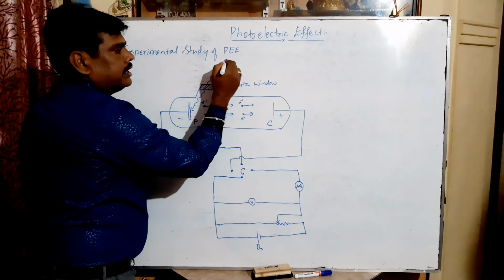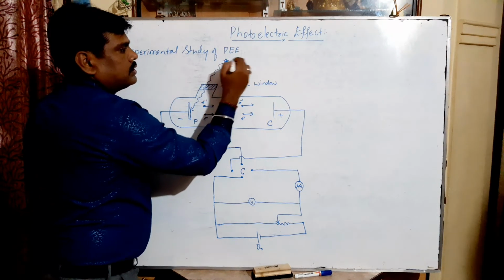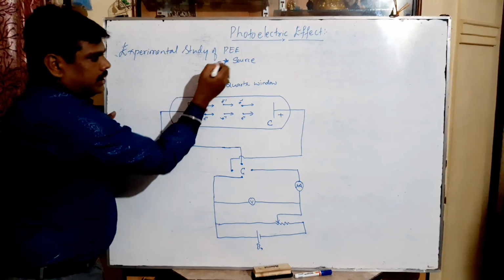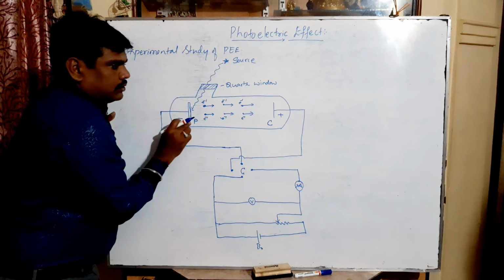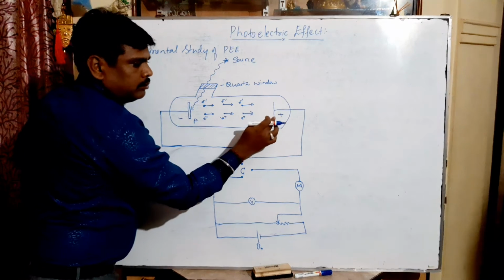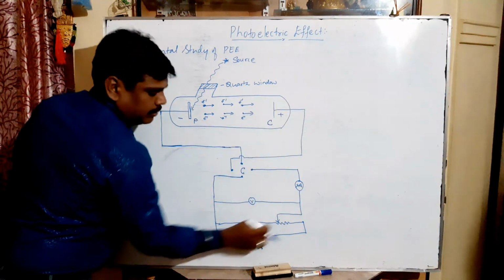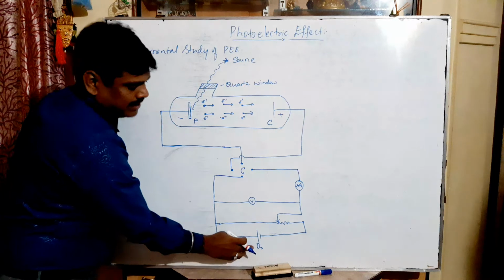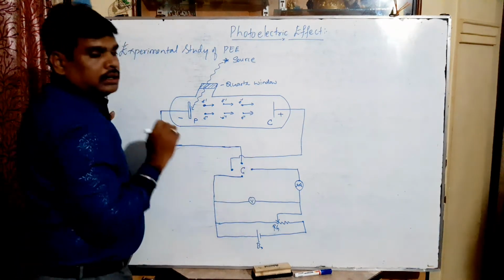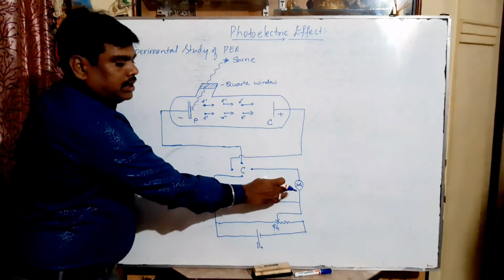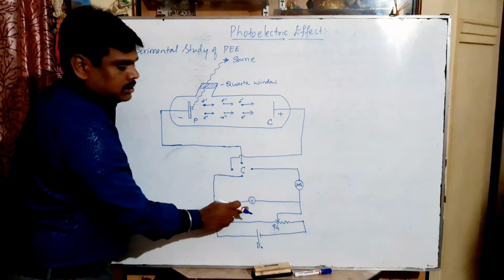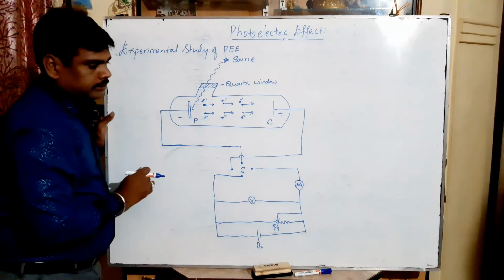This is the source of light. When the light is made to be incident on this photosensitive plate, electrons are ejected. The ejected electrons are attracted by this collector plate with the help of this potential difference or battery. This is the rheostat and this is the battery, voltmeter, current meter. This current meter shows the photoelectric current.